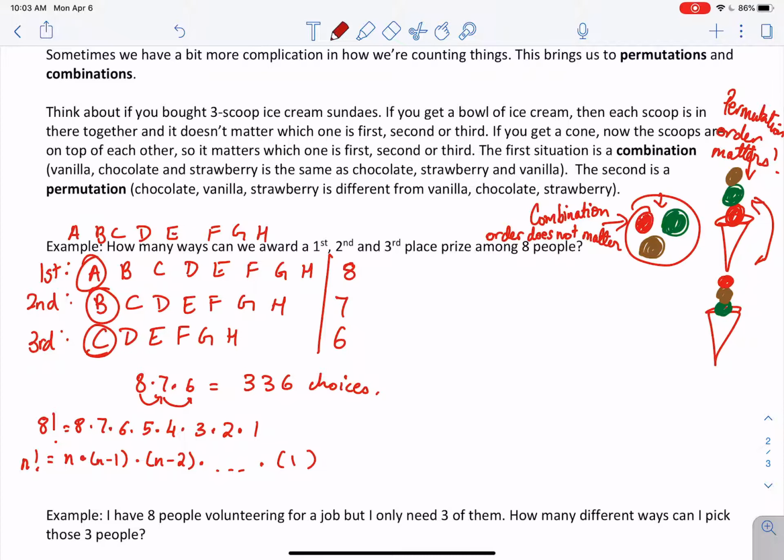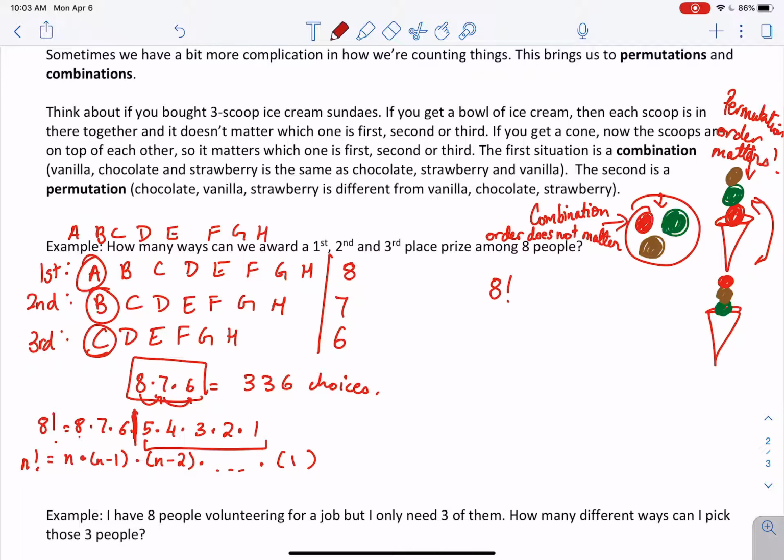So in this case, we have this 8 factorial, that's 8 times 7 times 6 times 5 times 4 times 3 times 2 times 1. But we just needed 8 times 7 times 6. We need to stop it here. We don't want this bit. Well, how do I get rid of that? I can divide it, right?